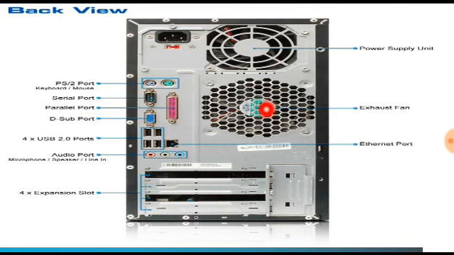We can also see a fan. That's the fan inside the system unit. We can see the fan at the back of the system unit. We can also see the power supply unit, and we have the power port over here where we connect the power supply cable. Then when we come here, we have the expansion slot.